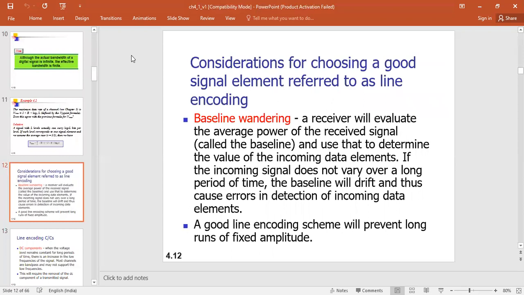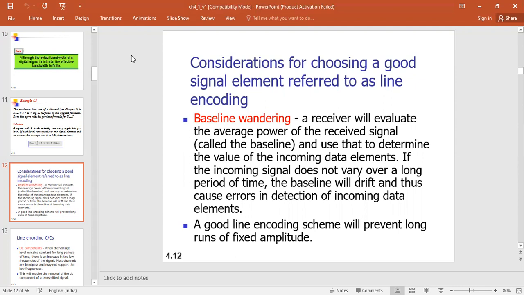Before we discuss line coding, let us discuss some problems regarding digital transmission. The first one is baseline wandering. A receiver takes the average power of the received signal, which is called the baseline, and uses it to determine the value of the incoming data elements. If the incoming signal does not vary for a long time, suppose we send a combination of zeros or ones for a long time, this baseline will drift or shift to either the positive or the negative side. Thus it causes errors in the detection of the incoming data elements.